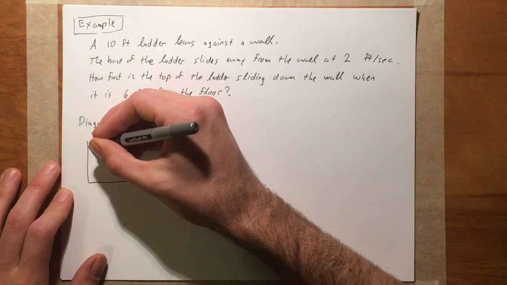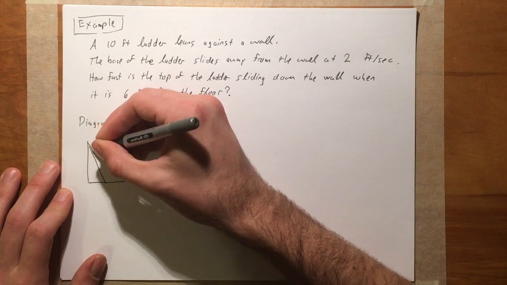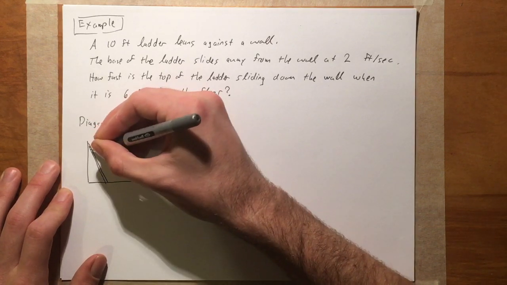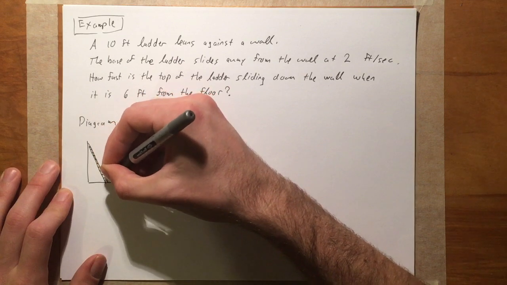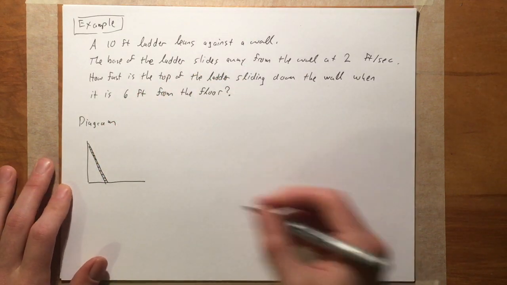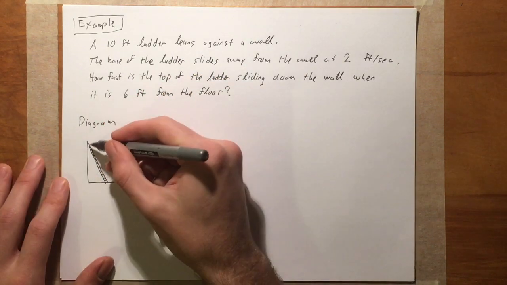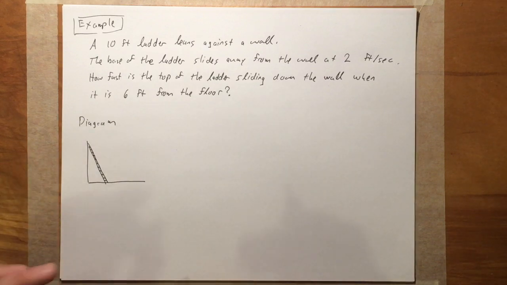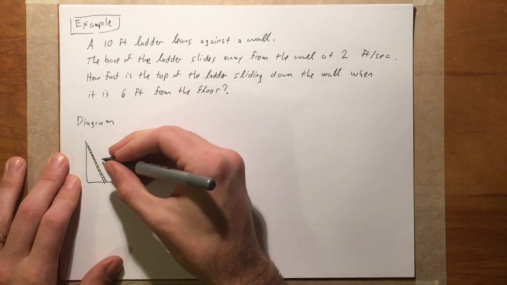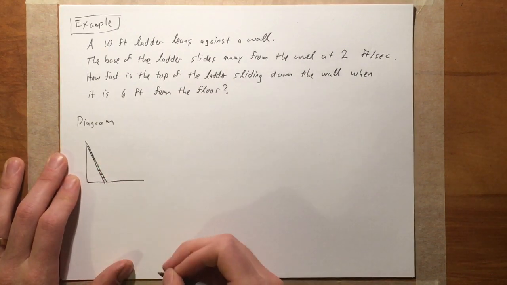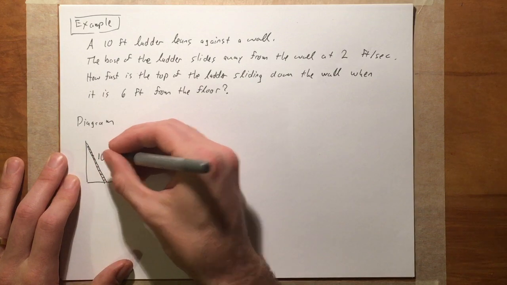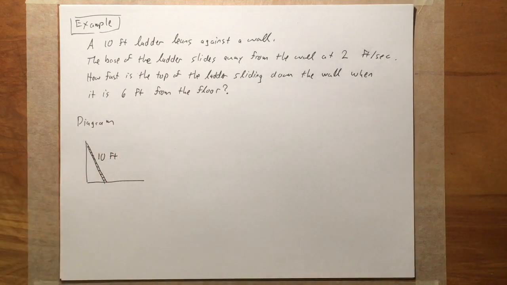And the ladder is leaning against the wall. So I'm going to draw myself a little ladder here. That's my ladder. Now the ladder is 10 feet long. The length of this ladder is a constant. It's not changing over time, okay? So the length of this ladder can be labeled with a constant value in the diagram. So that's going to be 10 feet, okay?